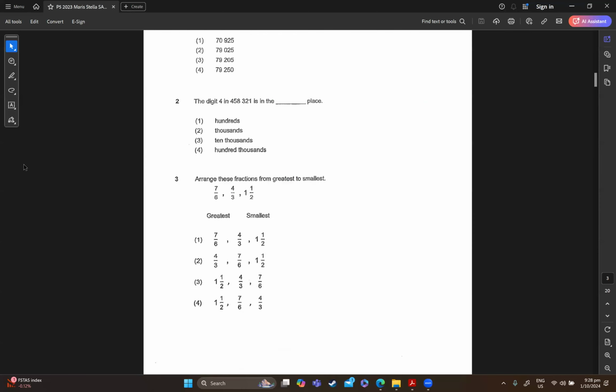Okay, question 3. How do you approach a question like this? If you see a mixed fraction, convert it to improper first. So we have 7 over 6, 4 over 3, and 3 over 2. Now we see the denominators, 6, 3, 2. So convert everything to 6. So this is 7 over 6, this is 8 over 6, and this is 9 over 6. So greatest to smallest will be firstly 1.5, followed by 8 over 6, which is 4 over 3, and lastly 7 over 6. So the answer here is option 3.